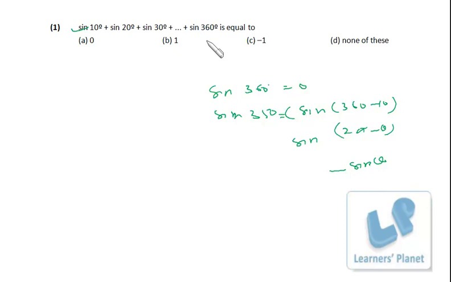So sine 10 and minus sine 10 will be cancelled. Similarly, sine 20 and sine 340, that is minus sine 20, will be cancelled. Similarly, all the terms will be cancelled. So you will be getting 0 finally. Okay.